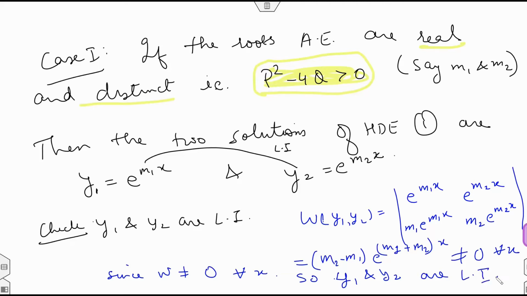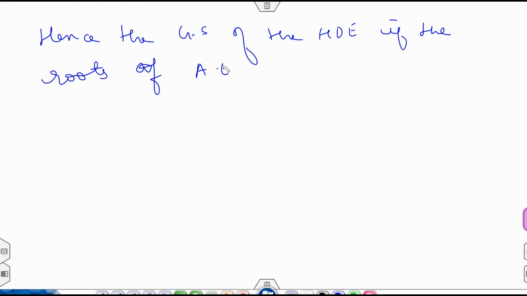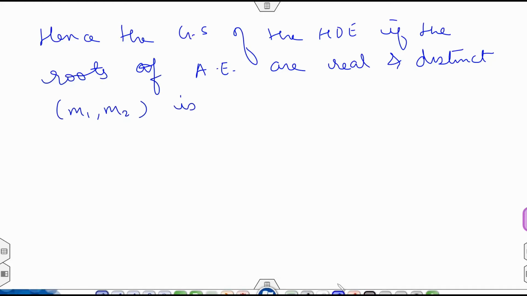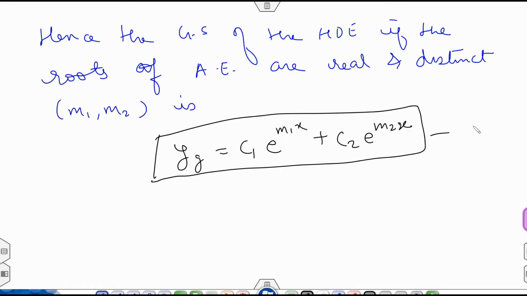So why are we doing this? We are just confirming that y1 and y2 are linearly independent. So what we can do is write the general solution. Hence, the general solution of the homogeneous differential equation, if the roots of the auxiliary equation are real and distinct, m1, m2, is yg equal to c1 e to the power m1x plus c2 e to the power m2x. I hope this is clear. I'll call this equation number A.